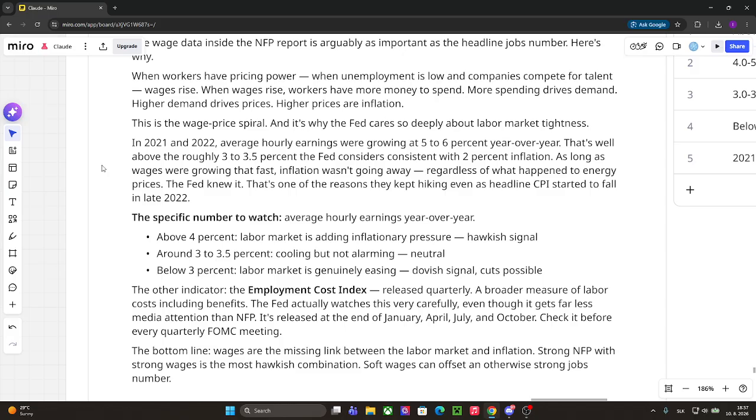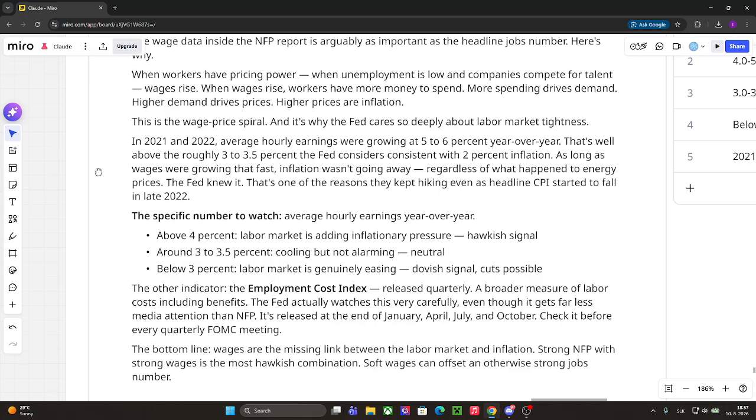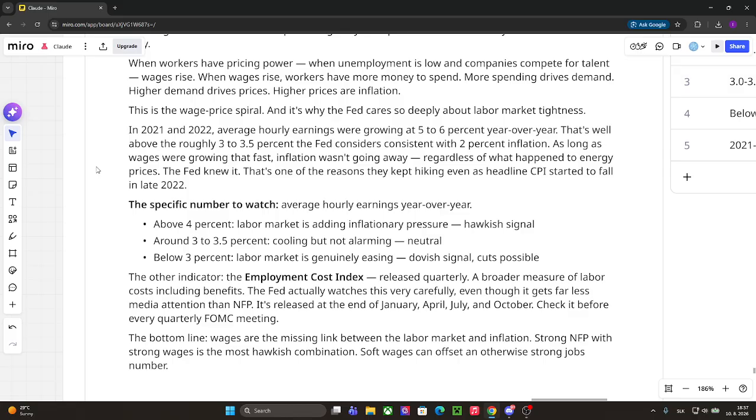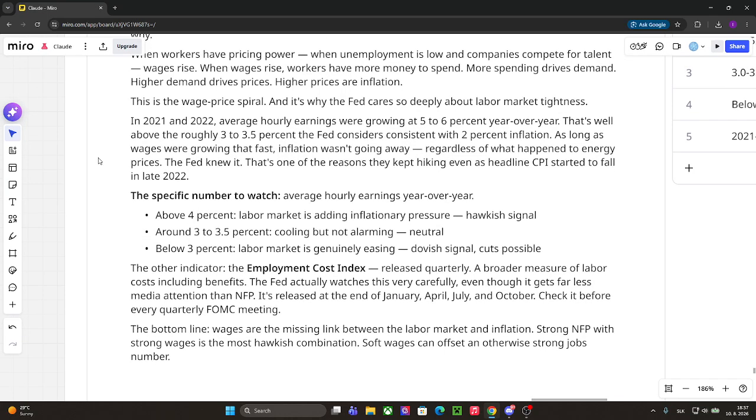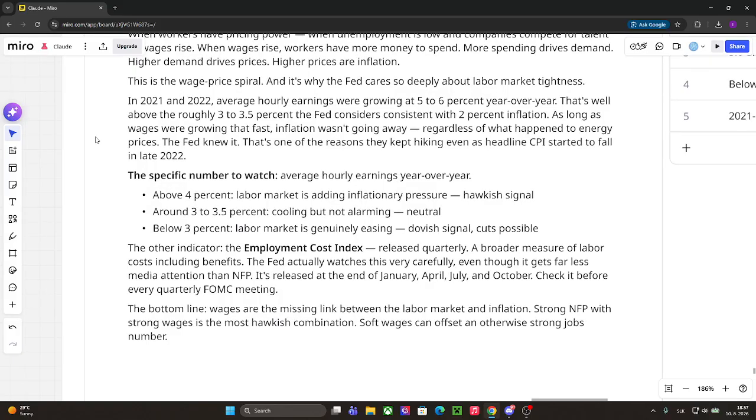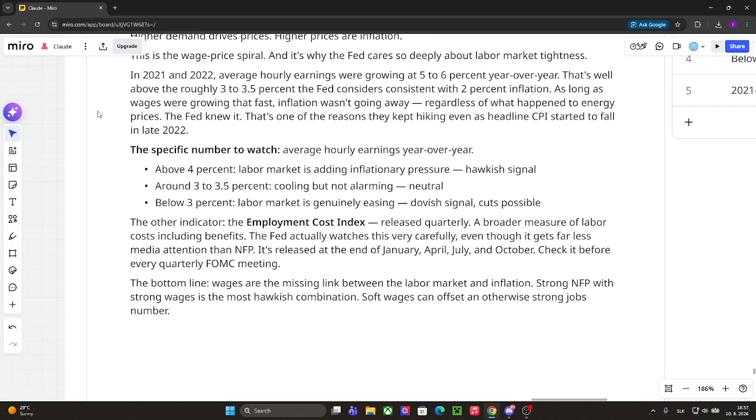This is the wage price spiral, and it's why the Fed cares so deeply about labor market tightness. In 2021 and 2022, average hourly earnings were growing at 5 to 6% year over year. That's well above the roughly 3.3 to 3.5% the Fed considers consistent with 2% inflation. As long as wages were growing that fast, inflation wasn't going away, regardless of what happened to energy prices. The Fed knew it. That's one of the reasons they kept hiking even as headline CPI started to fall in late 2022. The specific number to watch: average hourly earnings year over year.